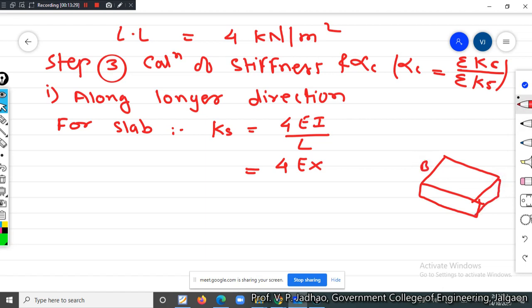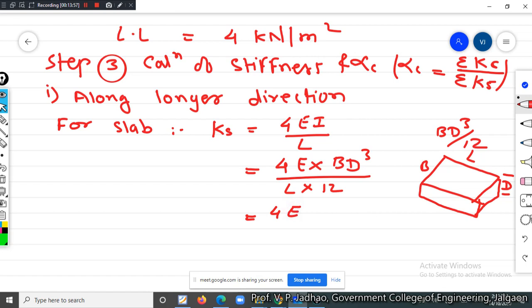We know this is B, the width of your slab, this is the length of your slab, and this is the depth of your slab. Then the moment of inertia will be BD cube upon 12. Therefore the stiffness is BD cube divided by L into 12, so this will be equal to 4. Let us keep this E as it is, multiplied by B for your slab.